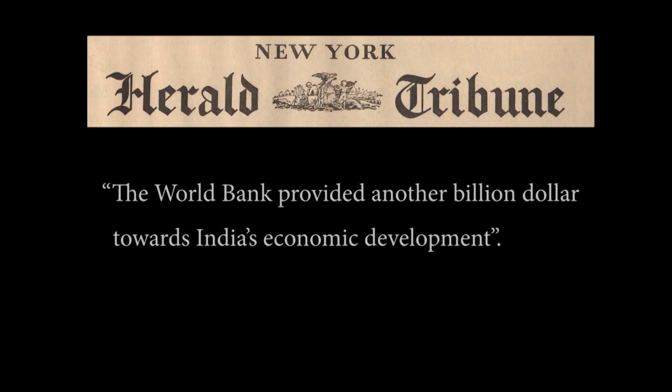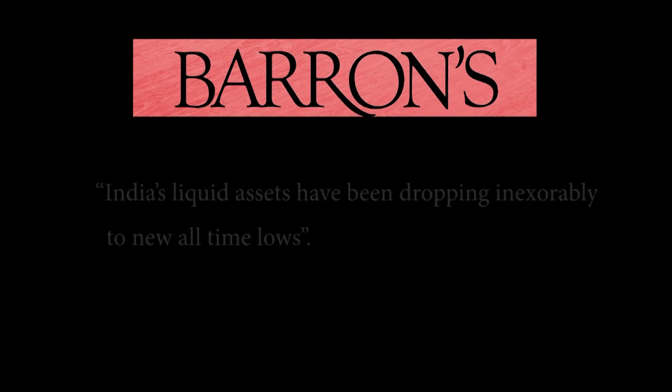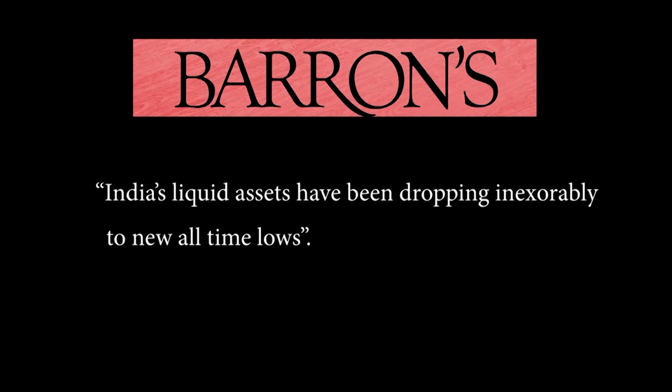India's dependence on foreign capital also increased gradually. Foreign loan became a dire necessity for the Indian economy. The New York-based Herald Tribune wrote on 8 August 1962 that the World Bank provided another $1 billion towards India's economic development. Barron's magazine of 15 July 1962 informed that India's liquid assets had been dropping inexorably to a new all-time low. So, crisis began to grip the Indian economy during the third plan as well.